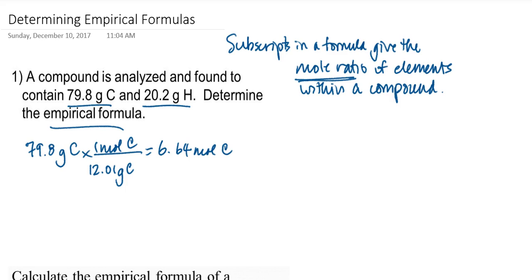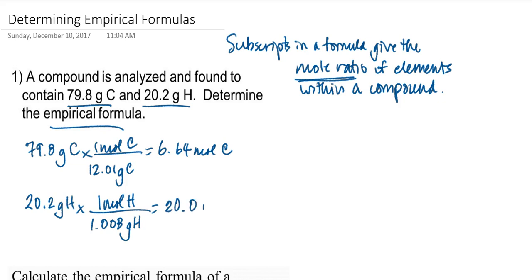Now, let me do the same for hydrogen. So basically, I would take the 20.2 grams of hydrogen, and I would divide that out by the molar mass of hydrogen, which would be 1.008 grams of hydrogen for every 1 mole of hydrogen. And so, if I do that division, I end up with 20.0 moles of hydrogen.